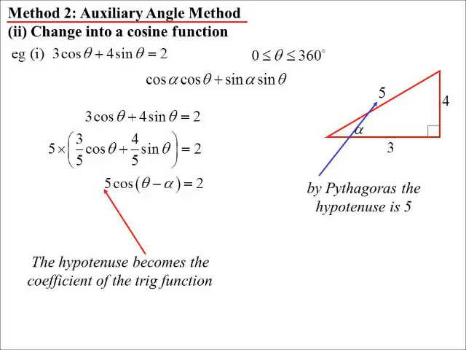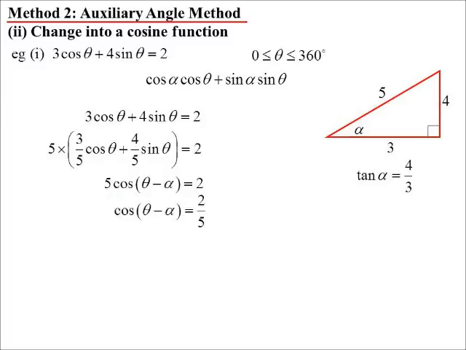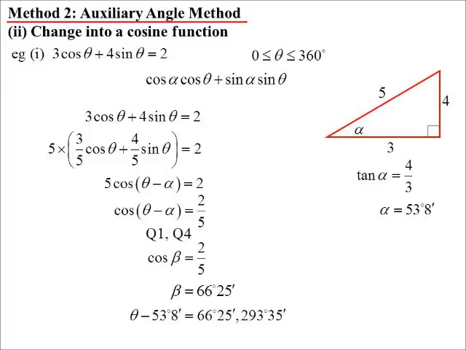Okay, so once again, the hypotenuse becomes the coefficient of the trig function. Tan this time is now 4/3, because I've got my sides the other way around. That angle is 53 degrees 8. First or the fourth quadrant. The acute angle for this one will be 66.25. So theta minus 53.8 is either 66.25 or 293.35. Add 53.8 to both, and there's our two answers.